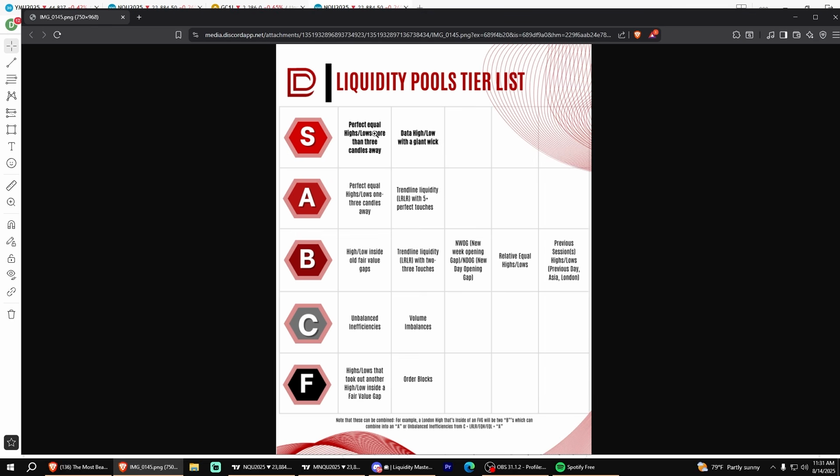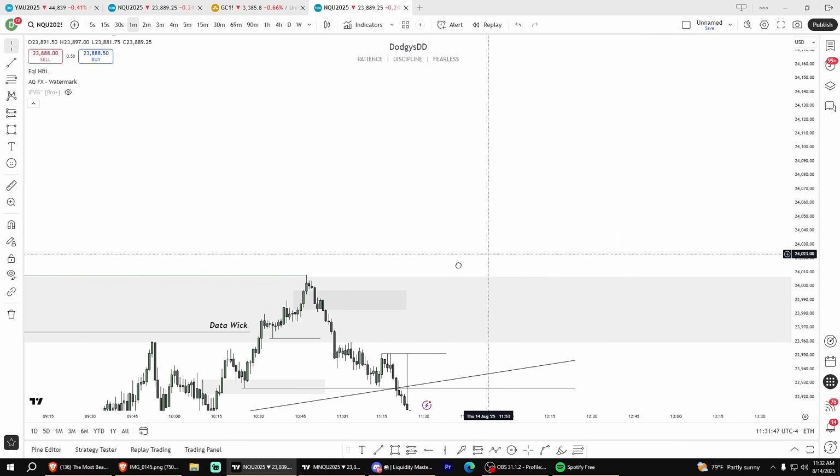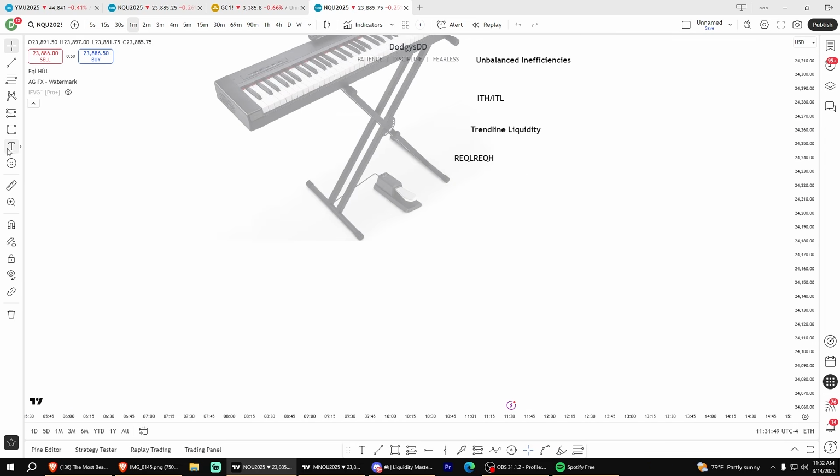Perfect equal highs and lows more than 3 candles away. So let's say we have like this. I know these would hit. Like this is full port. Next inverse back to these. Right? I know those would hit. All right. Let me do some more explaining. Anytime I say equal lows, equal highs, that means perfect.